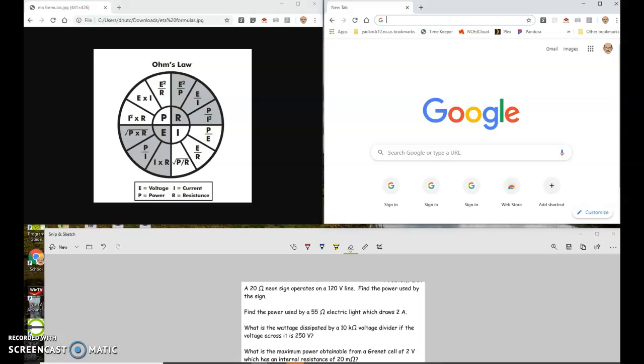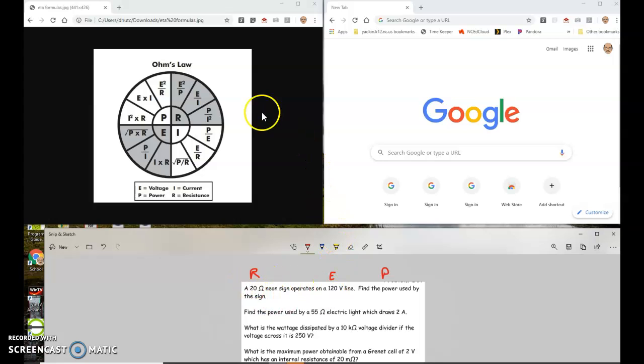All right, so in our first problem here, it says we have a 20 ohm neon sign and it operates from 120 volts, and they want us to find the power. If you're having trouble with these, I recommend that you mark the variables that you have here to work with. We've got 20 ohms, so ohms is resistance, that's R. 120 volts, that's voltage, and we've learned that that is E. And find the power used by the sign. Power, of course, is P. And so we want to find P when we know E and R.